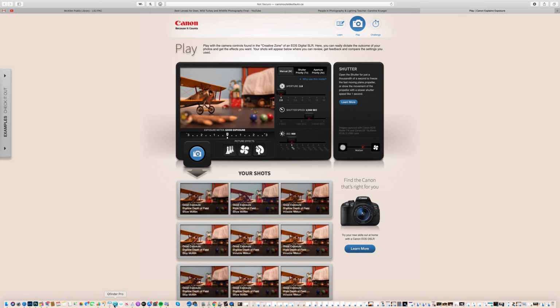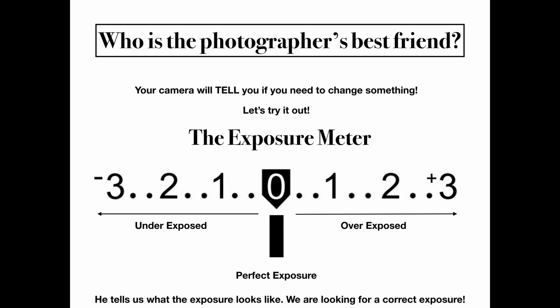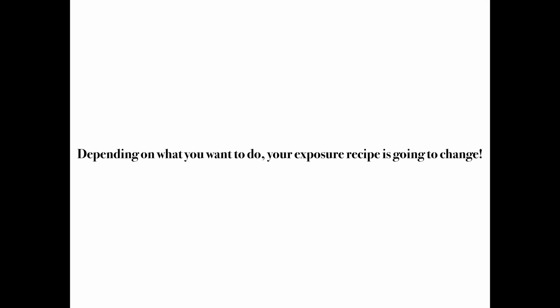So let's go back here. All right, let's go back. Depending on what you want to do, your exposure recipe is going to change. So just like a chef changes things up, you're going to have to be the one who decides, okay, I want to do this with my photo. All right, how am I going to do that? And you're going to have to think really hard for the first couple or 3 times that you do it, maybe even longer depending on how well you grasp the idea of using manual on your camera. But once you get it, it's going to be so easy for you to just switch from thing to thing.